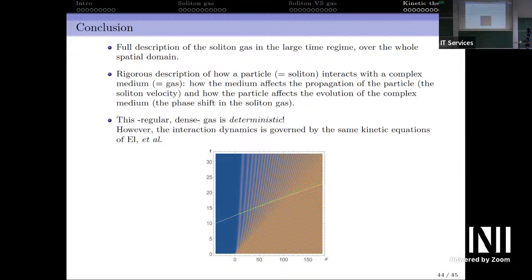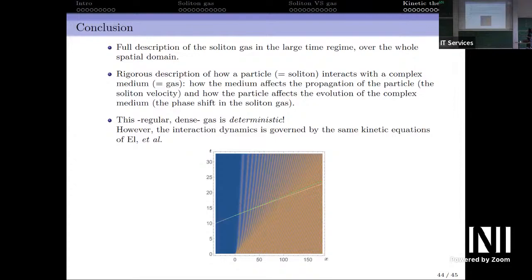And I want to stress this again: we call it soliton gas, but there is no randomness, unfortunately, not yet, at least. What is interesting is that the interaction dynamics is still governed by the kinetic equation described by Gennady El and collaborators, where there is some randomness in their study. So it still fits into the whole global picture.